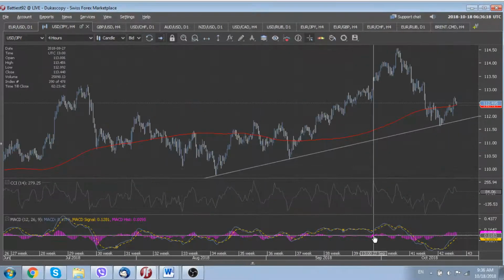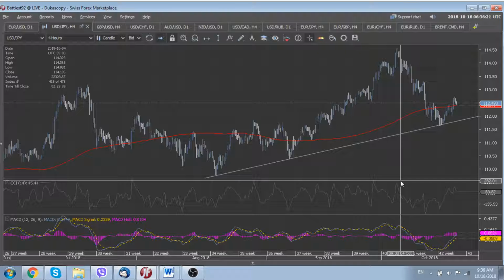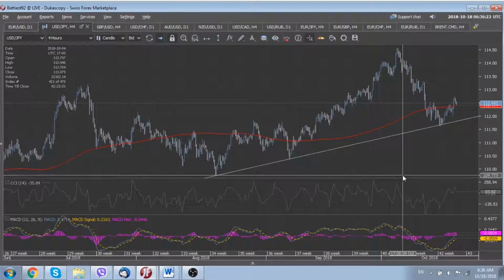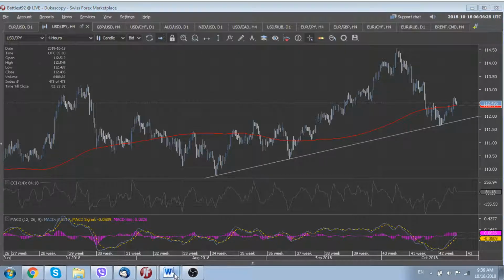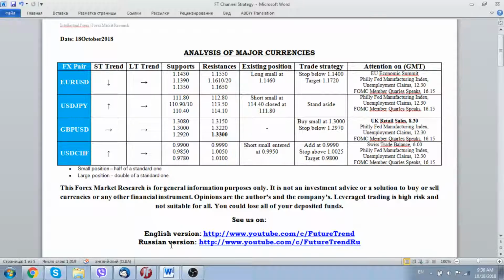Dollar yen, as you could see, we were more or less lucky to close our short trade recommendation initiated at 114.40. We were lucky to close this position at the targeted level of 111.80. Now we prefer to stand aside because we are still feeling that the dollar yen remains under the selling pressure, under the downside pressure.